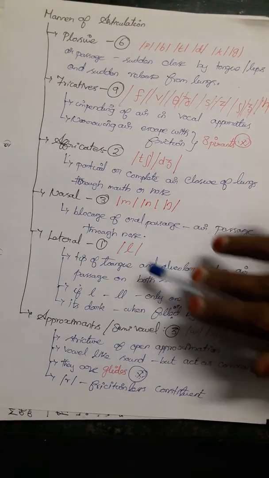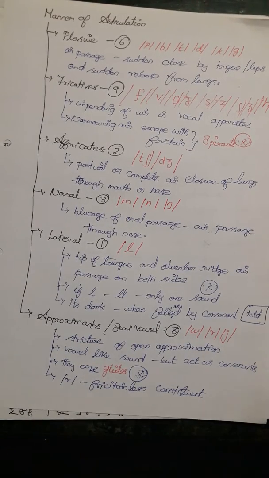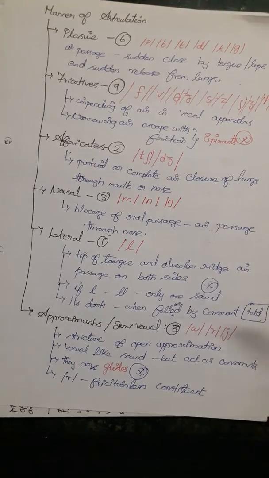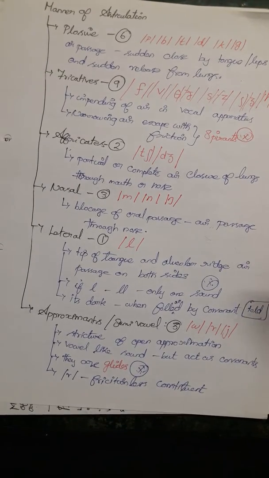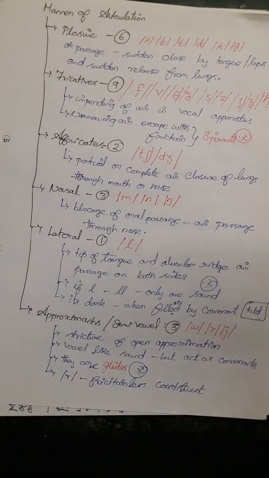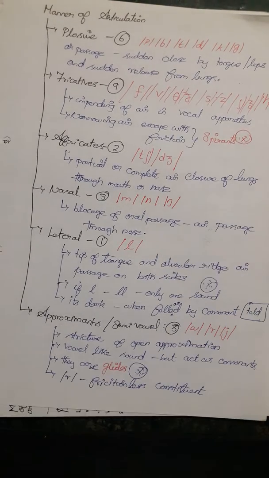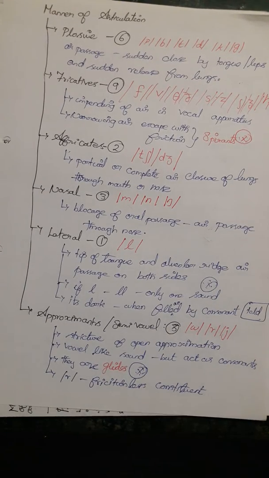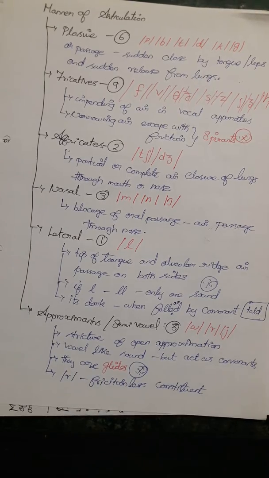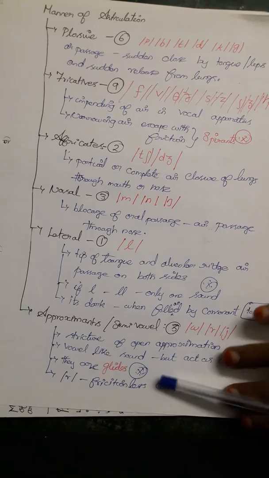And the nasal is a complete blockage of the oral passage, and the air passes through the nose. They are called nasals, and we have 3 nasal sounds. And in lateral, we have only one consonant sound, where the tip of the tongue touches the alveolar ridge and air passes on both sides. If L or double L, only one sound is heard, and it is dark when followed by a consonant, for example, told. And approximants or semi-vowels, we have 3 sounds.